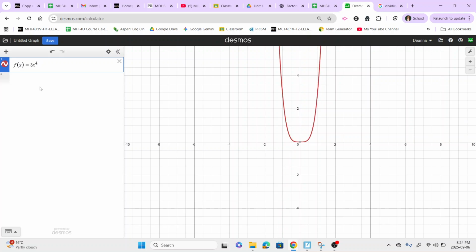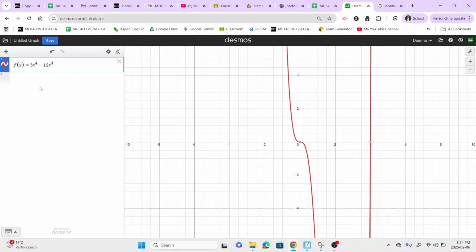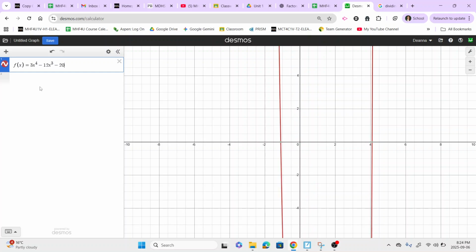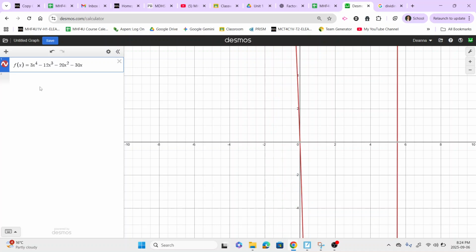Sorry guys, I thought I already had this in here, which would save us some time. Minus 12x to the power of 3 minus 20x squared minus 30x plus 2. Okay, so there's our function f at x. And so if we said, well, what is f at 5? There's that negative 273. Okay, so that's not a coincidence.